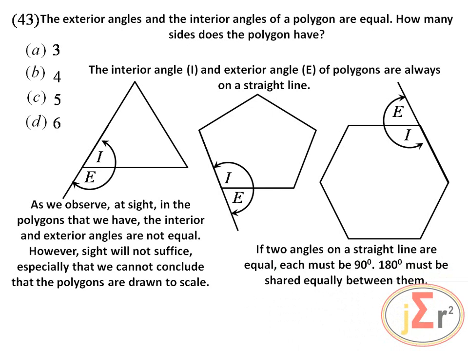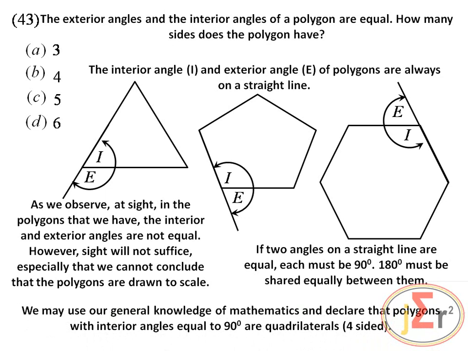If two angles on a straight line are equal, and why do we say two angles on a straight line? Because the interior angle and the exterior angle of a polygon are on a straight line. So if two angles on a straight line are equal, each must be 90 degrees. 180 degrees must be shared equally between them because angles on a straight line sum to 180 degrees. We have two of them. They are equal. One must be 90, the other must be 90. So we are sure that for the polygon we are referring to, the interior angle is 90 degrees.